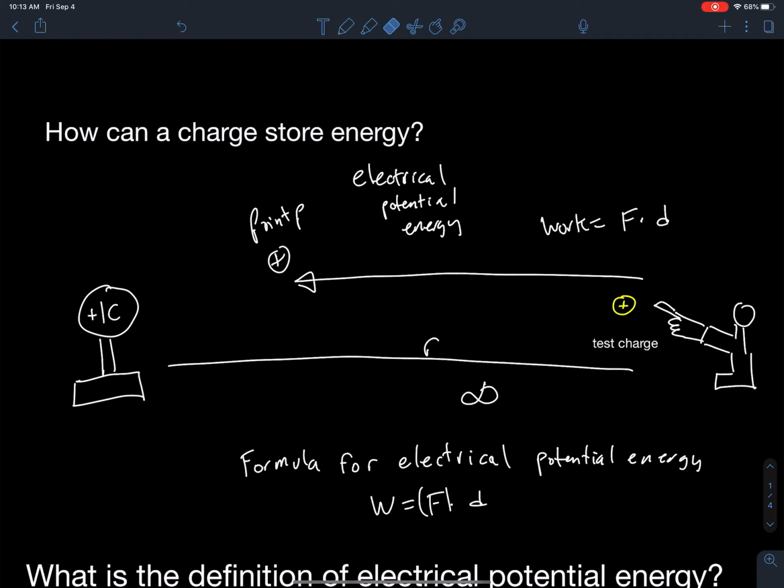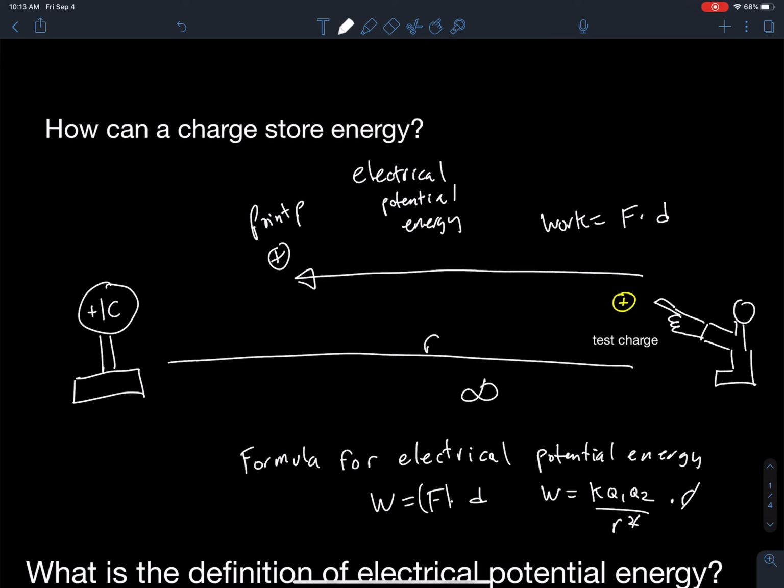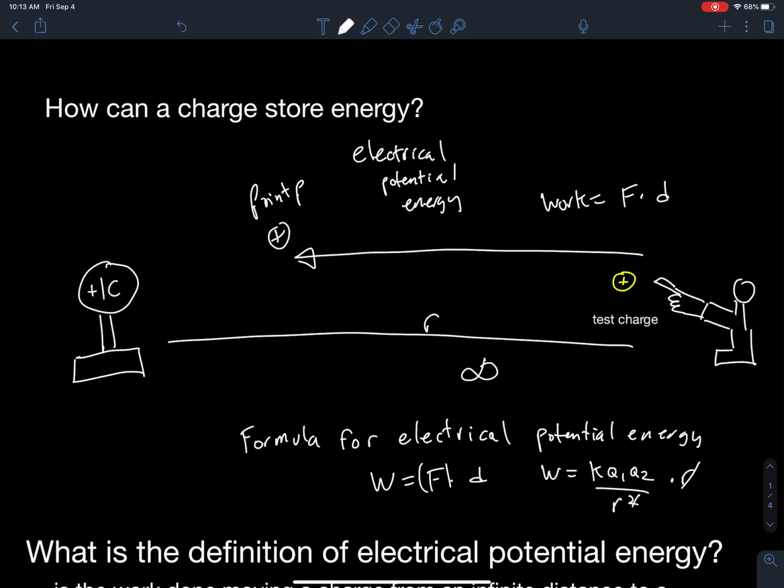So if I plug in, work, electrical potential energy is equal to K Q1 Q2 over R squared, and R is the distance. So I can make this R, distance, times R. That will end up canceling out one of those R's. So we've created an equation where work is equal to K Q1 Q2 over R. That is an equation for our electrical potential energy.